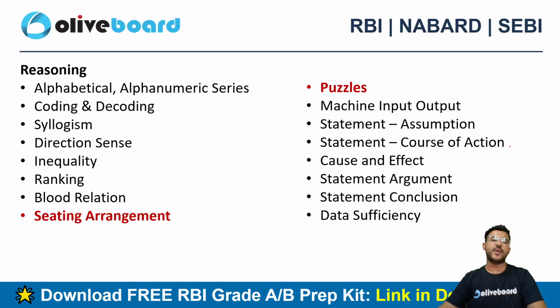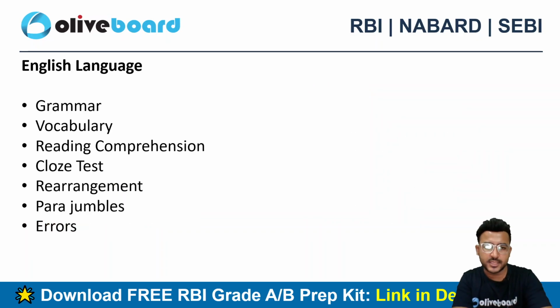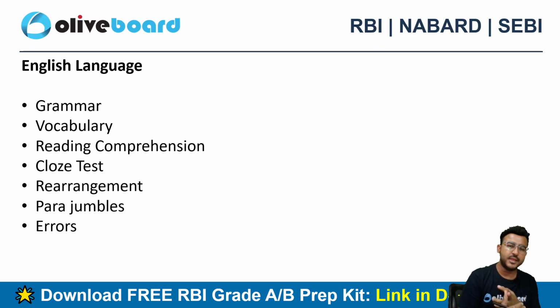In reasoning, we have so many topics like seating arrangement, blood relations, puzzles, and so on. You need to have a good understanding of the reasoning related to these topics as well. Plus in the English language you need to have strong grammar, vocabulary, reading comprehension, rearrangement-related questions, and error detection related questions.